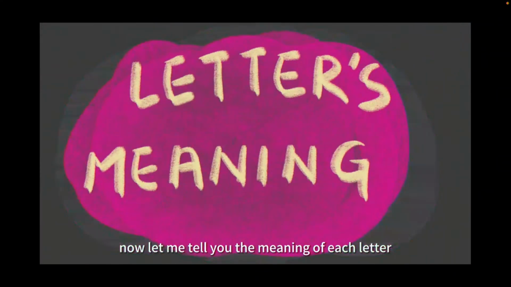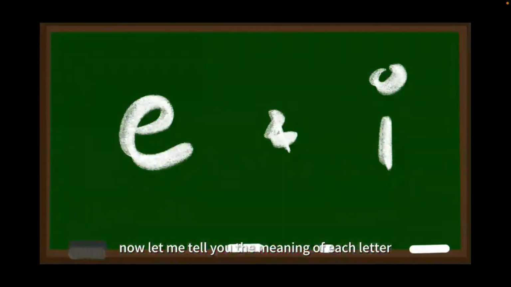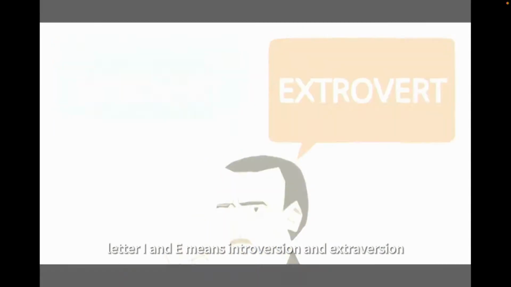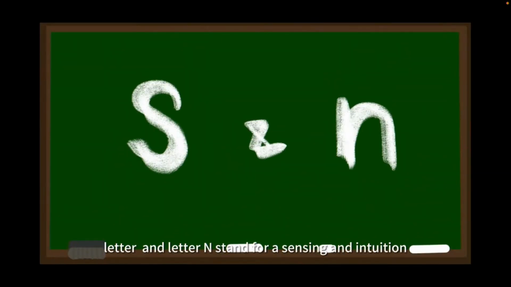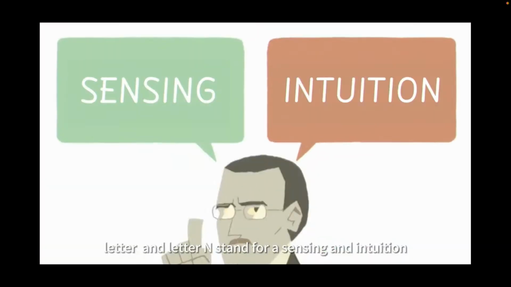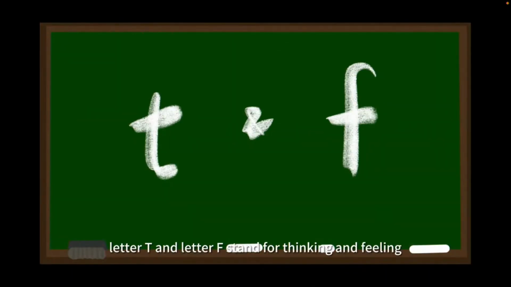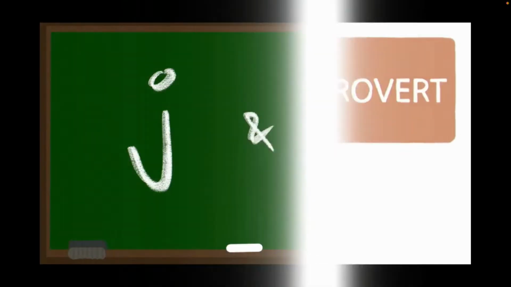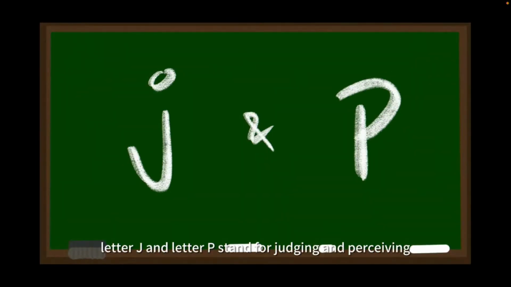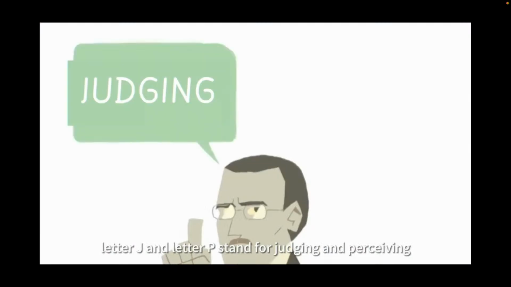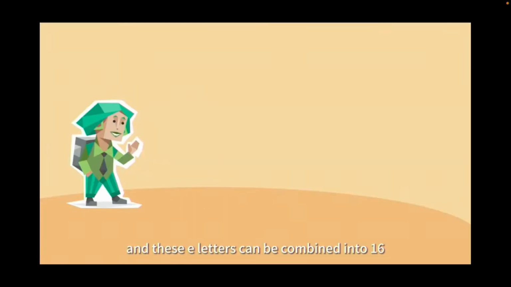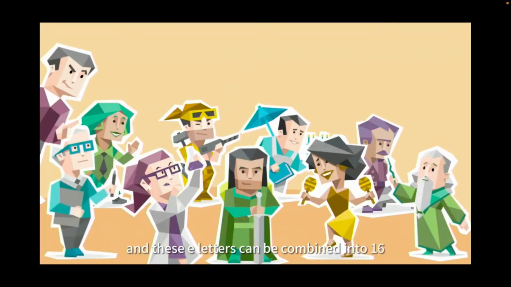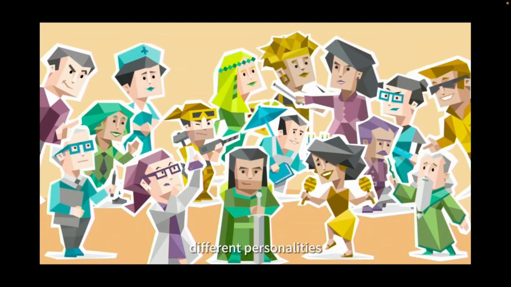Now, let me tell you the meaning of each letter. Letter I and E means introversion and extraversion. Letter S and letter N stand for sensing and intuition. Letter T and letter F stand for thinking and feeling. And finally, letter J and letter P stand for judging and perceiving. And these 8 letters can be combined into 16 different personalities.